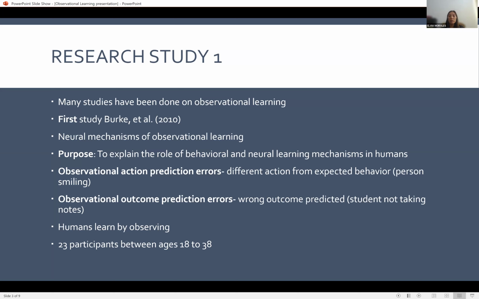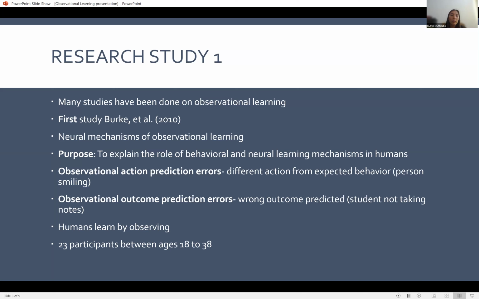Observational outcome prediction errors refers to the wrong outcome predicted, when you say an outcome is going to happen and then something different happens. For example, when you see a student in class not taking notes or not engaging in class, and then you think, oh, this student is going to fail the exam because he or she is not paying attention, but then they do well on the exam, then we are wrong. We predict the outcome wrong because maybe they have a different method to study, or they're just super smart that they get all the information just by watching and listening.